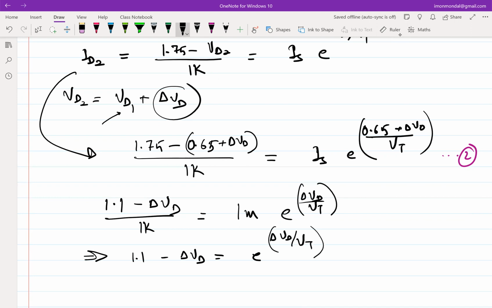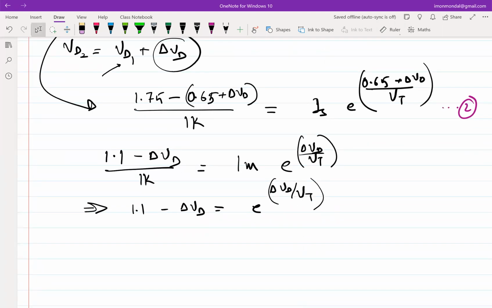Right? So now, what do you think? Can you comment on the order of delta VD here? And now note that this VT is 26 millivolts. So delta VD will be lesser than 26 millivolts or more than 26 millivolts.